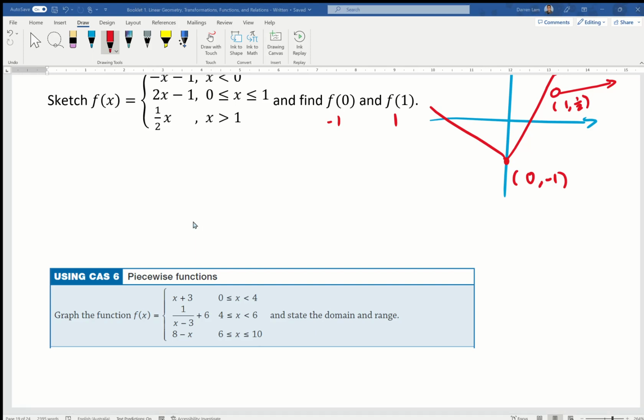But make sure you don't input the wrong symbol. So in this case, it's going to be 0 is less than or equal to x, which is less than 4. You're going to do the same thing for your other functions, 1 over x minus 3, my apologies, plus 6, which exists from 4 inclusive of 4 to 6, not inclusive of 6.